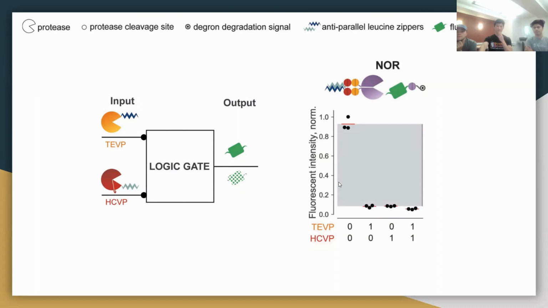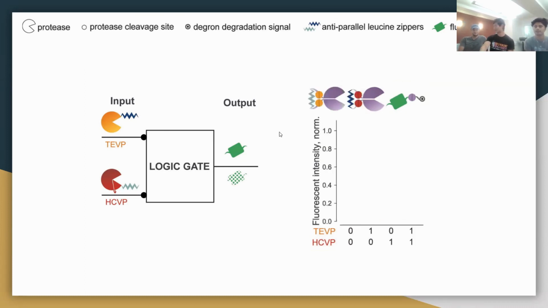So this is really interesting, where they've designed this protease for this specific logic gate, which is really cool. All right, Colin. I was going to say, technically you could keep building up. Exactly.